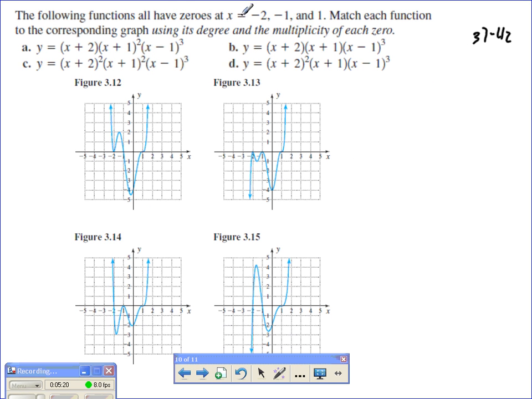This page is matching. The following functions all have zeros at -2, -1, and 1. Why? Because x plus 2, x plus 1, and x minus 1 are factors in all of these functions. How they differ, though, is in their multiplicity. Where this one has a multiplicity of 1 for this factor, this one has 2, this one has 1, this one has 2. So there are some differences in the multiplicity, and as such, there are also some differences in the degree, which will affect whether it's up, up, or down, down, or up, down.